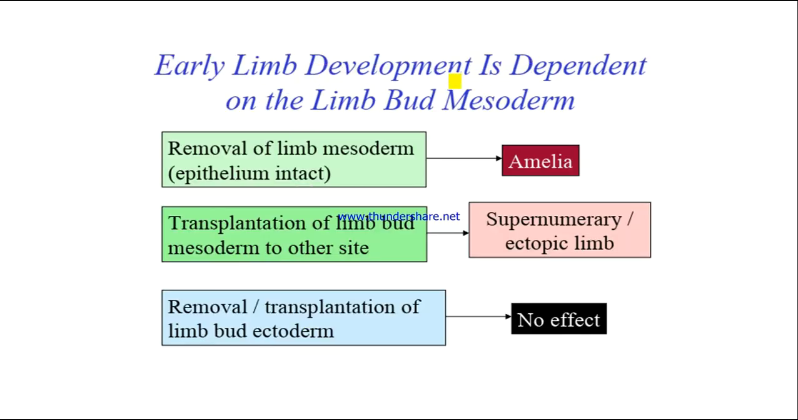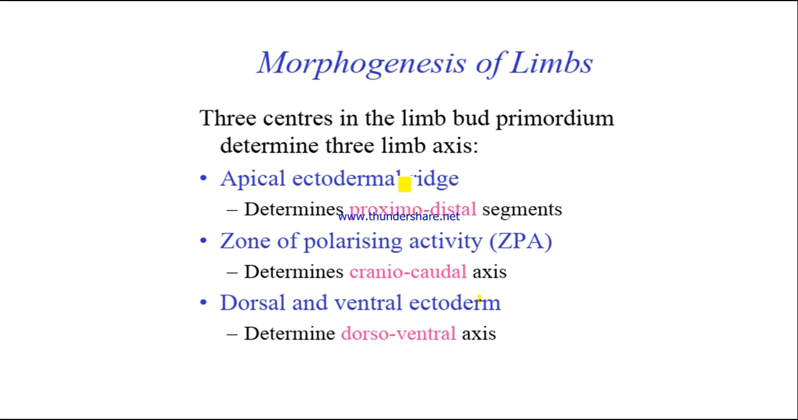So early limb development is dependent on the limb bud mesoderm, and a few things are going to happen in order for this to occur. With removal of limb mesoderm, with the epithelium intact, we get what we call amelia. With transplantation of limb bud mesoderm to another site, we get a supernumerary ectopic limb. And with removal or transplantation of the limb bud ectoderm, there is no effect whatsoever. We'll look at that a little more as we continue through.